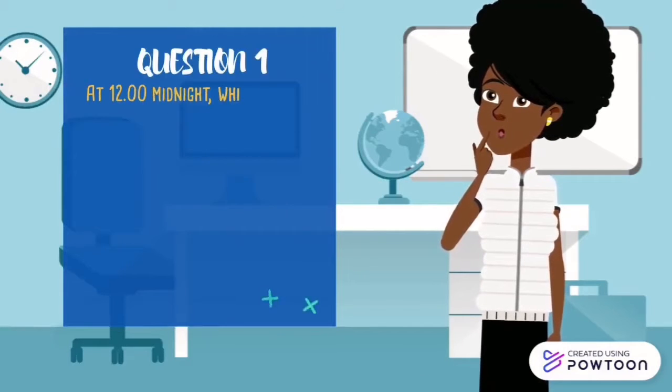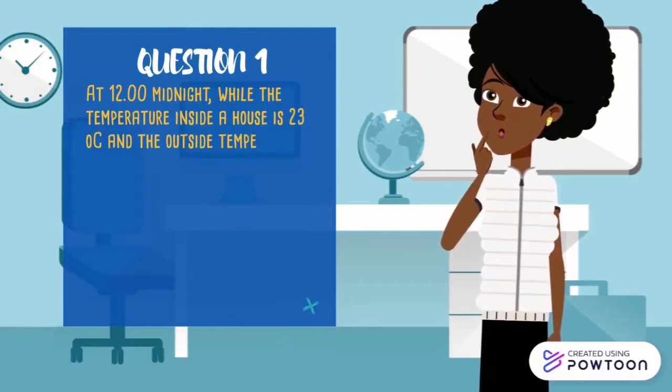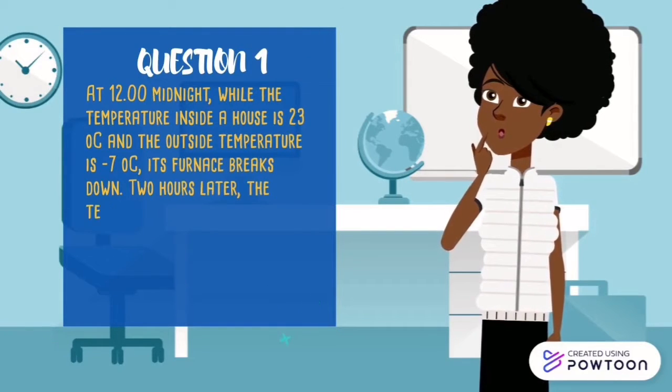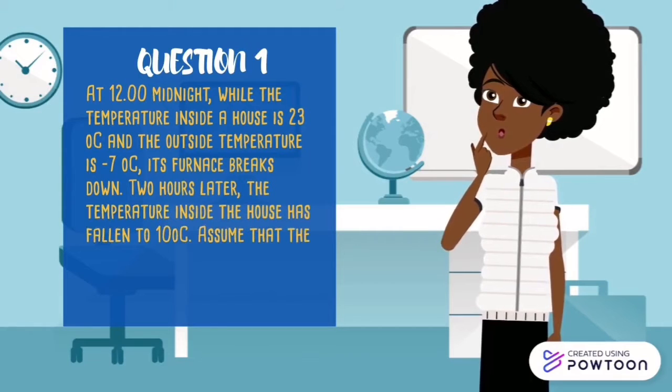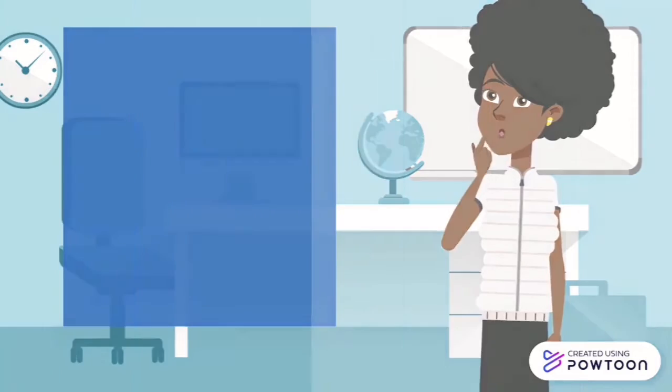1. At 12 midnight, while the temperature inside a house is 23 degrees Celsius and the outside temperature is negative 7 degrees Celsius, its furnace breaks down. 2 hours later, the temperature inside the house has fallen to 10 degrees Celsius. Assume that the outside temperature remains at negative 7 degrees Celsius.